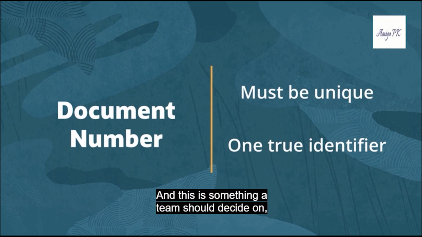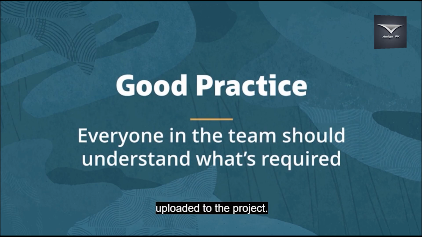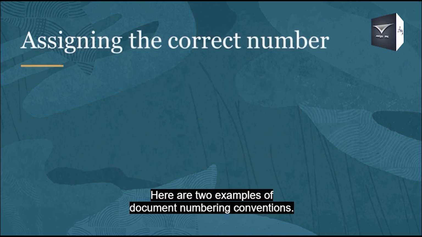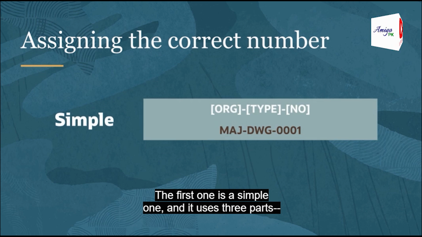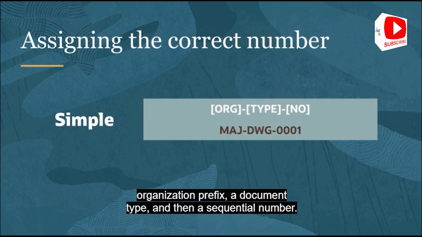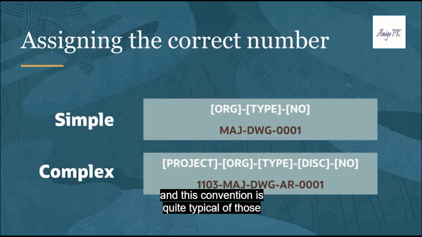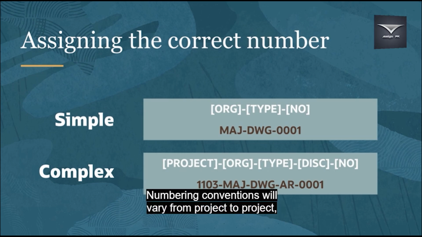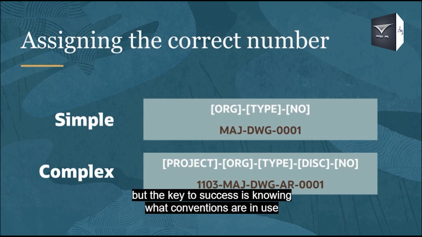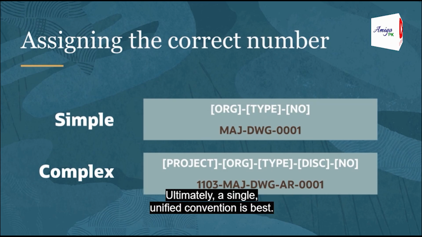And this is something a team should decide on so that everyone knows how to number documents being uploaded to the project. Here are two examples of document numbering conventions. The first one is a simple one, and it uses three parts: organization prefix, a document type, and then a sequential number. A more complex one adds a project ID and a discipline, and this convention is quite typical of those used on larger, more complex projects. Numbering conventions will vary from project to project, but the key to success is knowing what conventions are in use and sticking to them. Ultimately, a single unified convention is best.